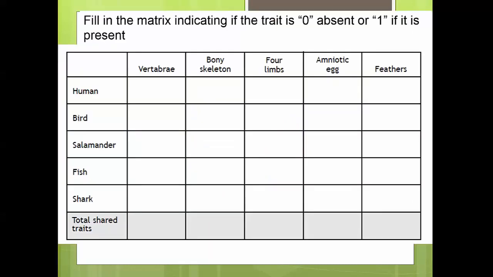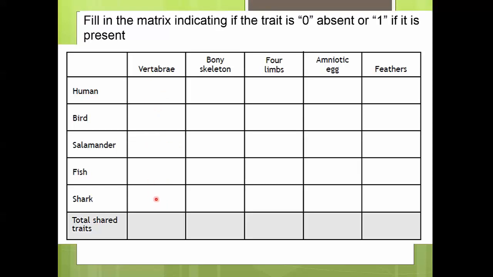So when we're making cladograms, we usually use shared characteristics. So you may have heard of the term homologous traits. We're looking for homologous traits that link organisms together. For example, here's a list of organisms: human, bird, salamander, fish, shark. So what's an ancestral or basal trait that humans, birds, salamanders, fish, and shark have in common? They all have vertebrae.